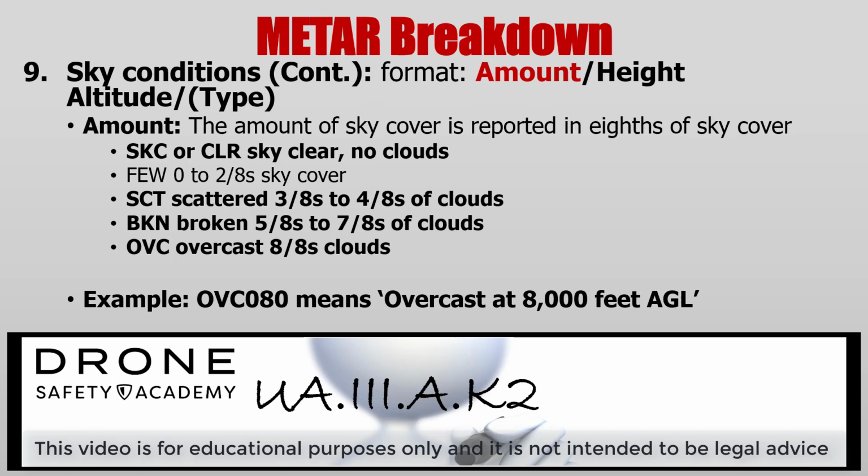The amount of sky cover is reported in eighths as mentioned before. SKC or CLR is really sky clear, no clouds. FEW is 0 to 2/8 sky cover. SCT, scattered 3/8 to 4/8 of cloud cover. BKN for broken, 5/8 to 7/8 of cloud cover. That's one you should really remember. OVC for overcast, 8/8 cloud cover. So in this example, we have OVC 080, which means overcast at 8,000 feet AGL.